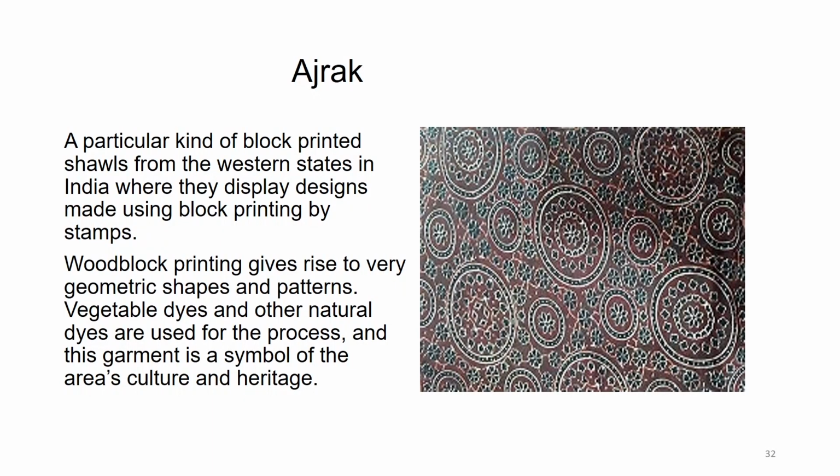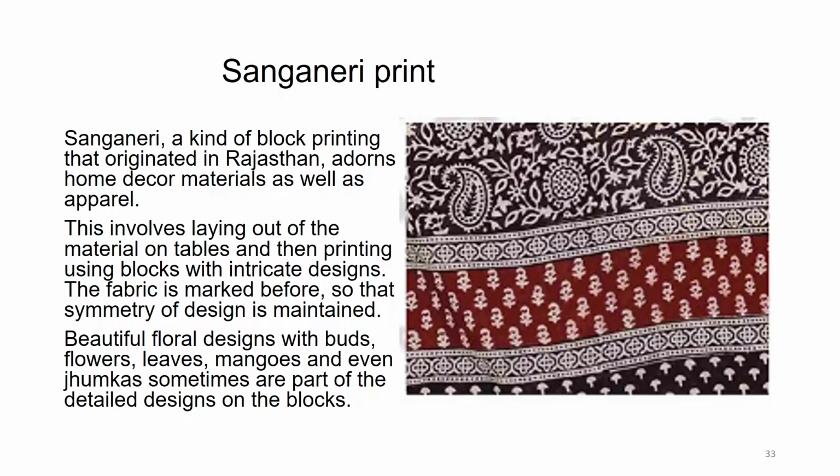Ajrak, a particular kind of block printed shawl, is from the western states of India, where they display designs made using block printing by stamps. Wood block printing gives rise to very geometric shapes and patterns. Vegetable dyes and other natural dyes are used for the process of ajrak printing and dyeing. This is also for restoring the cultural heritage, because it is a symbol of that area in Rajasthan.